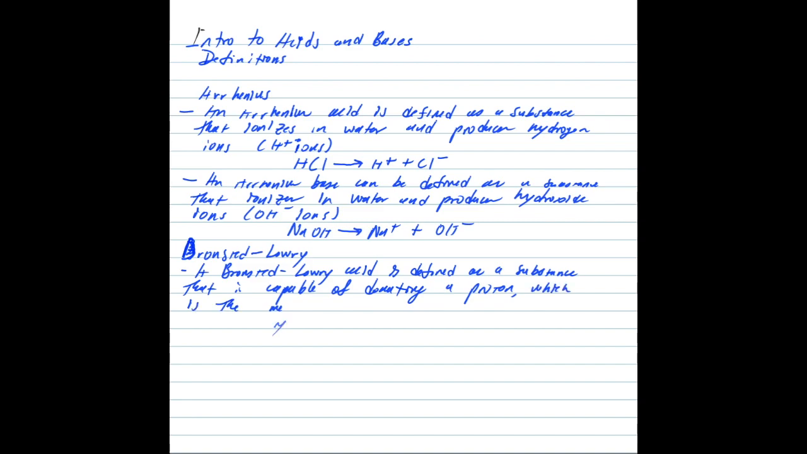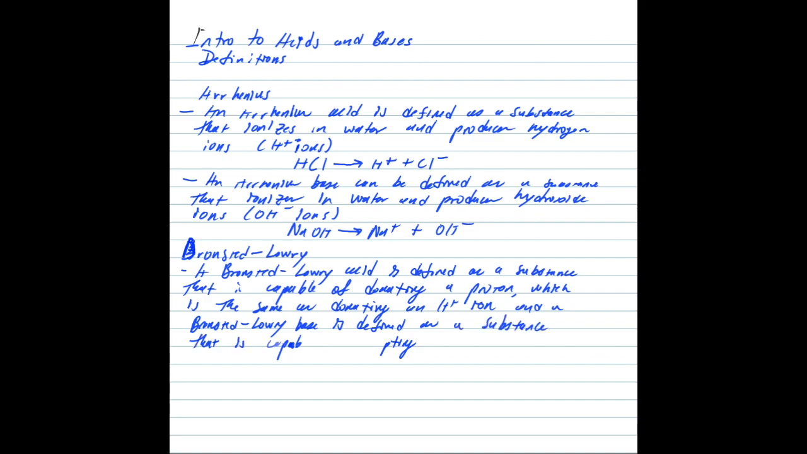And we have another category of acids and bases, which is Bronsted-Lowry. So a Bronsted-Lowry acid is defined as a substance that is capable of donating a proton, which is the same as donating an H plus ion, and a Bronsted-Lowry base is defined as a substance that is capable of accepting a proton. So now we have the example of a reaction of acetic acid being placed in water.